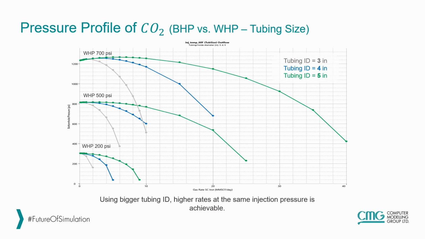Here in this plot, we see the bottom hole pressure versus gas injection rate at different wellhead pressures. The green curves are 5 inches tubing ID, blue ones are 4, and gray ones are 3. If we just look at the wellhead pressure of 700 psi, we see that by increasing the tubing size, we can significantly increase the maximum injection rate achievable. So by using bigger tubing IDs, we can achieve higher injection rates at the same injection pressure.